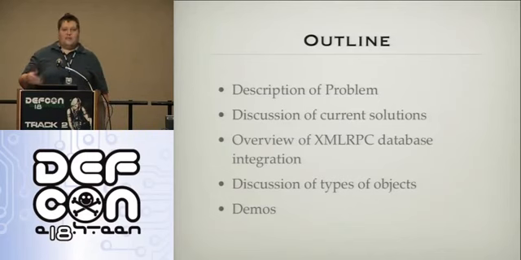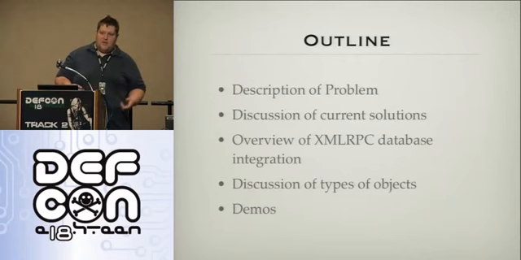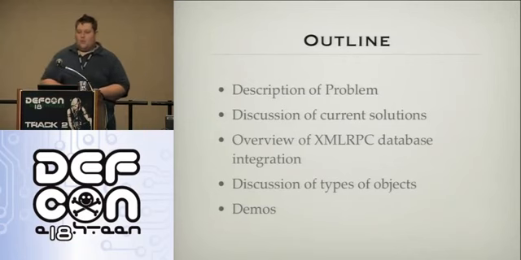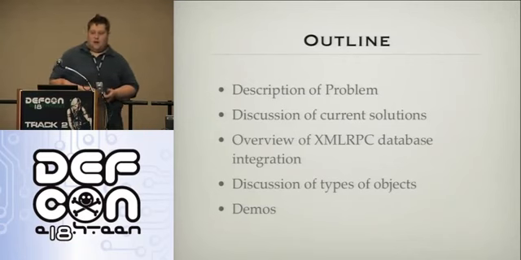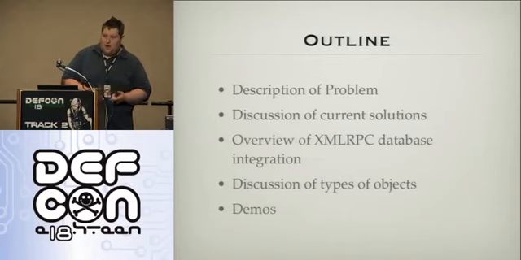So you're going to see three examples today. The first one is Nmap. The second one is going to be Nikto, and the third one is going to be BeEF.